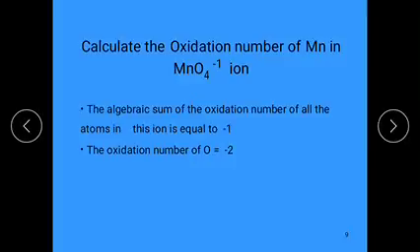Let us take the manganese as X. Let us assume manganese as X. Then here oxygen is there. These are the normal oxygens, so the oxidation number is taken as minus 2. The oxidation number of oxygen is equal to minus 2. Let the oxidation number of manganese be X.